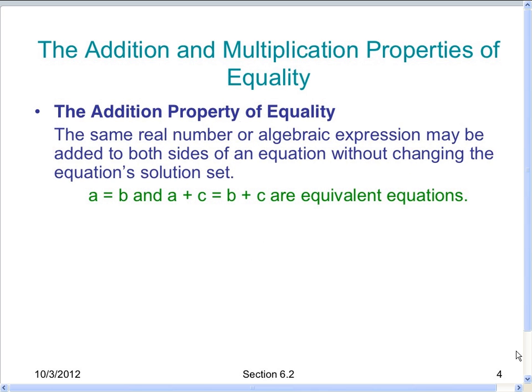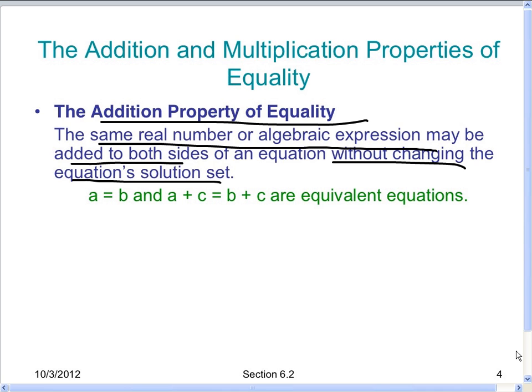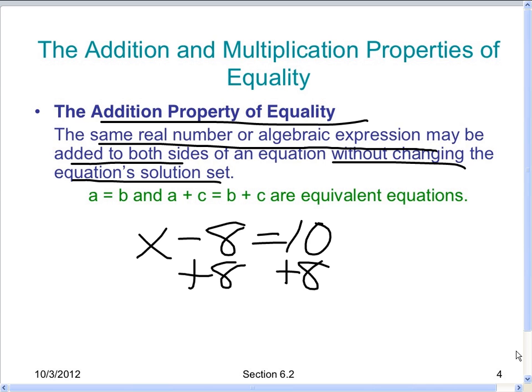The addition property of equality: the same number or algebraic expression may be added to both sides without changing the equation's solution set. Basically what that means is if I have x minus 8 equals 10, I can add 8 to both sides and it still is a legal operation.